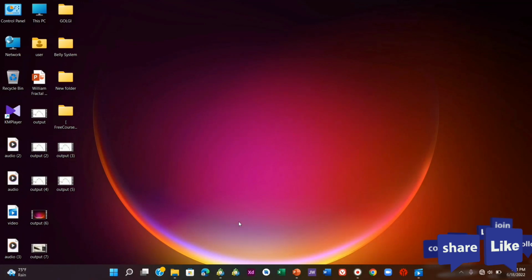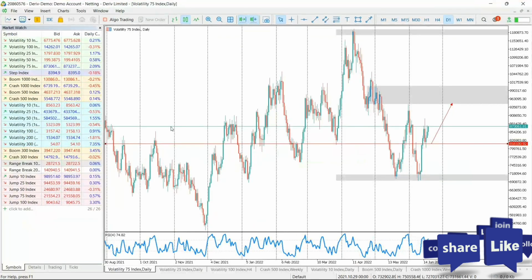So I'll open my MT5 platform, and as you can currently see here, there are a lot of volatility indices. We have the Volatility 75, the 50, the 25, the 10, the 100, and we even have the Boom and Crash, which we'll be looking at in our coming videos. We also have the Jump 25 and the Jump 50. These are all volatility indices, but in today's video we will focus on Volatility 75.